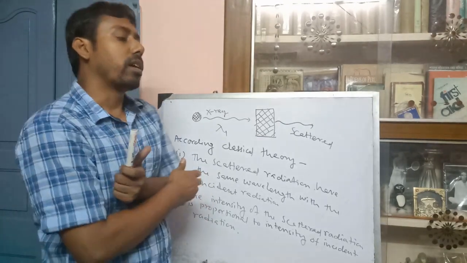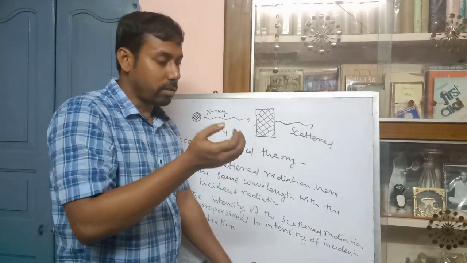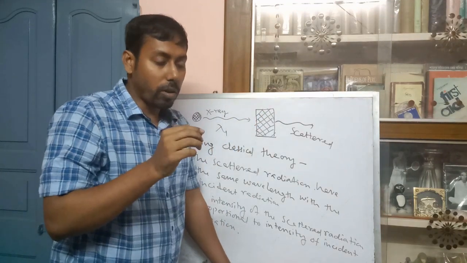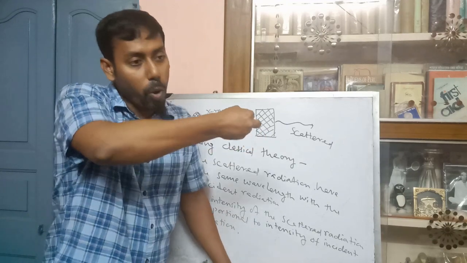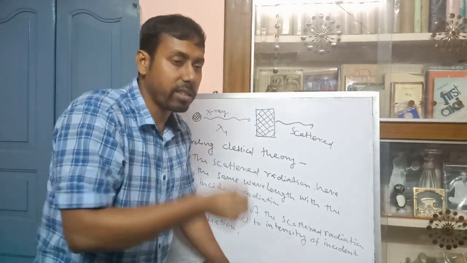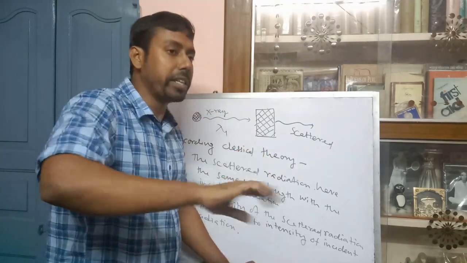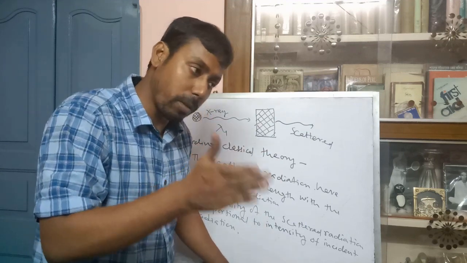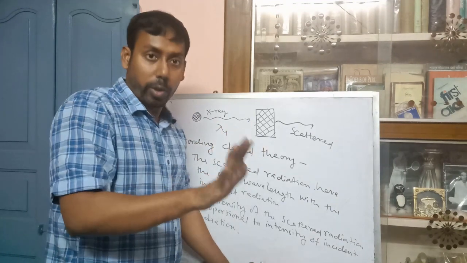Look, when high energetic X-ray falls on the carbon foil, the electron does not have that much energy to absorb all the energy of the X-ray that falls on it. So it will oscillate, creating an oscillating electric field. After a certain time it will radiate, and the radiation will have the same wavelength as the incident radiation, that is the X-ray. That is according to the classical theory.